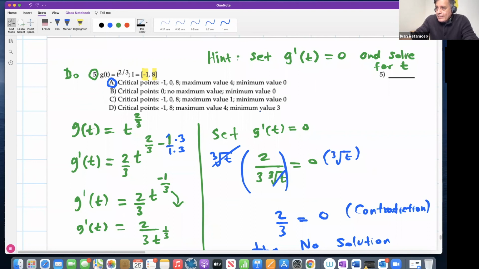Let's see other tricky forms. I see here this one, this one.